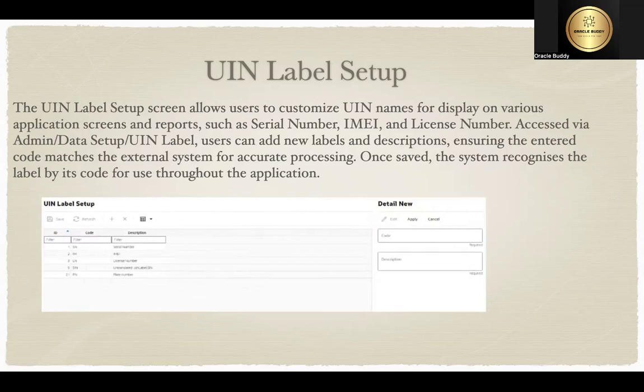Next is the UIN level setup. The UIN level setup screen allows users to customize UIN names for display on various application screens and reports, such as serial number, IMEI number, license number. Accessed via admin data setup, UIN level, users can add new labels and descriptions, ensuring the entered code matches the external system for accurate processing. Once saved, the system recognizes the label by its code for use throughout the application. Here you can see the codes like serial number, IMEI number, license number. All these can be set up here.